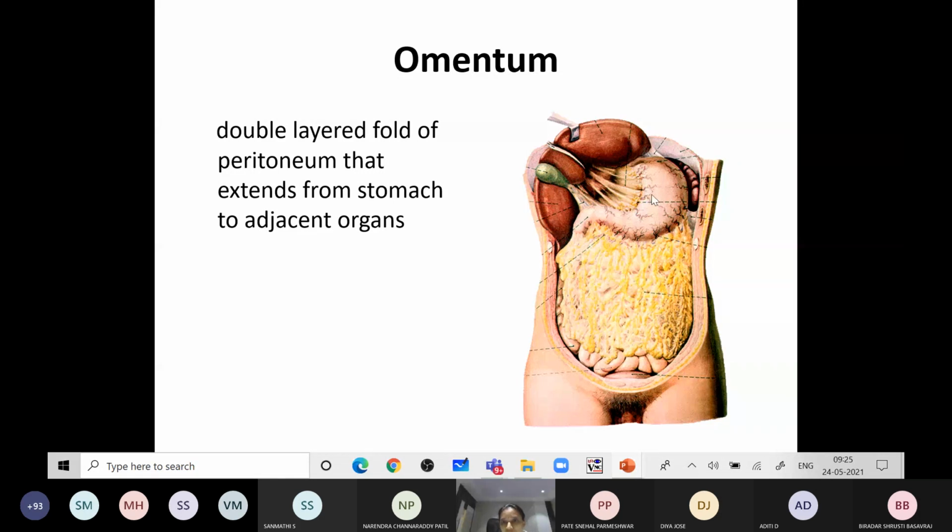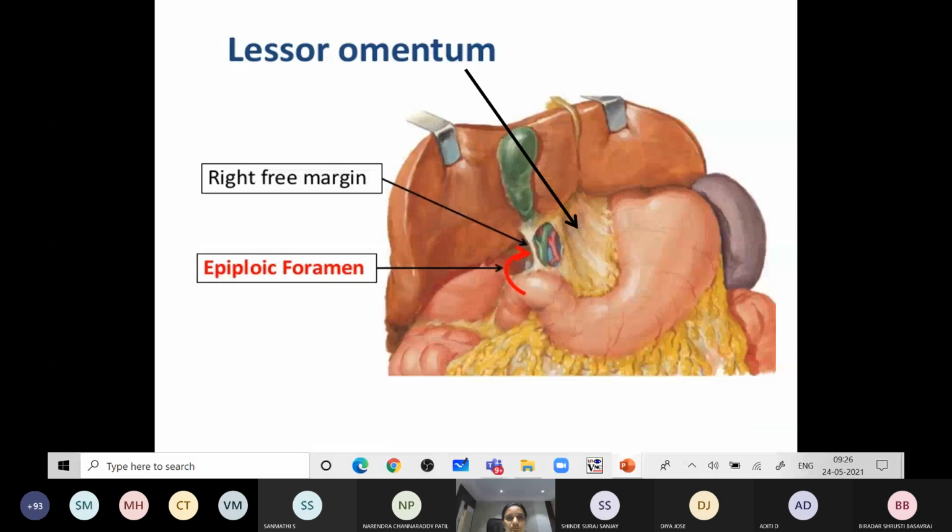The lesser omentum connects the liver to the lesser curvature of the stomach. This is the lesser curvature of the stomach, and this is the lesser omentum. From the greater curvature, an apron-like fold of the peritoneum descends down, that is the greater omentum. This yellow layer that we can see is the greater omentum. This is the lesser omentum, which connects the liver to the lesser curvature of the stomach.